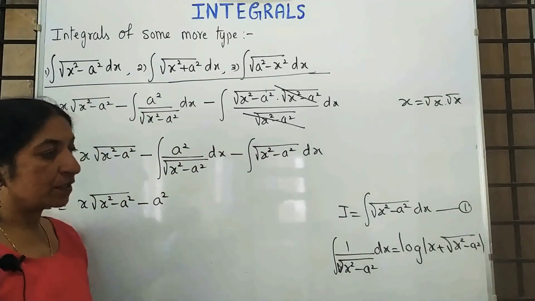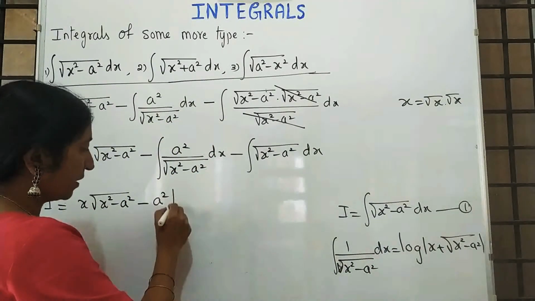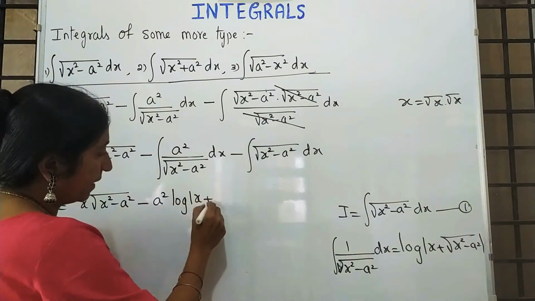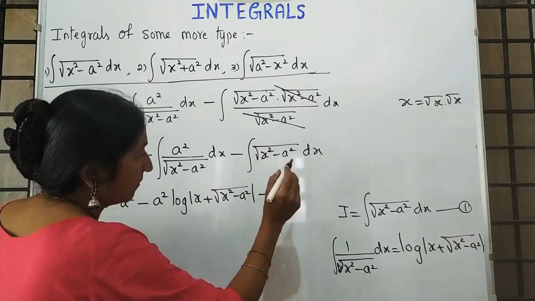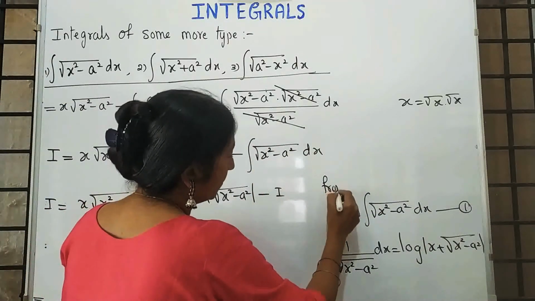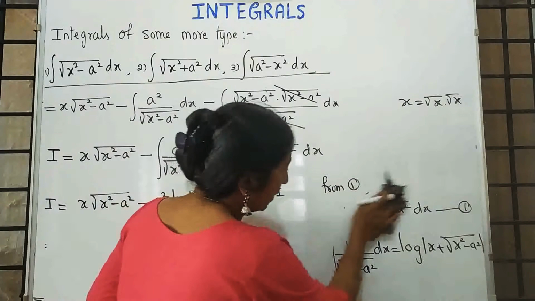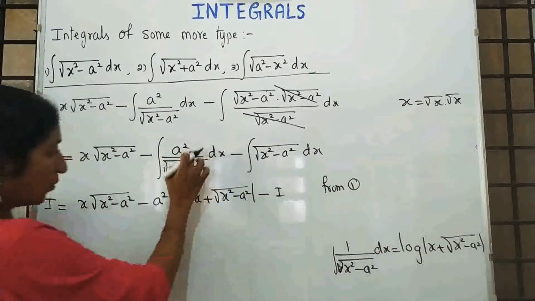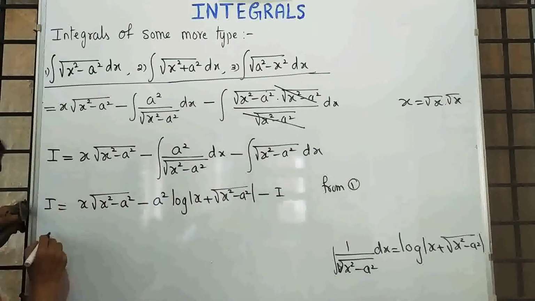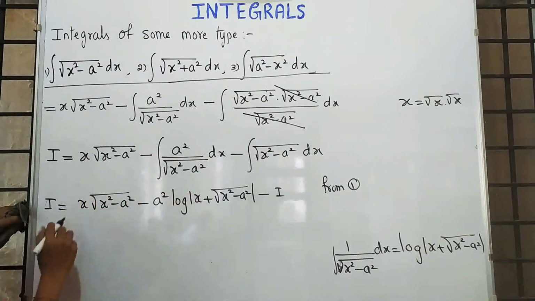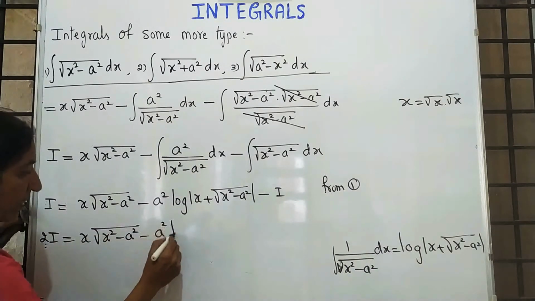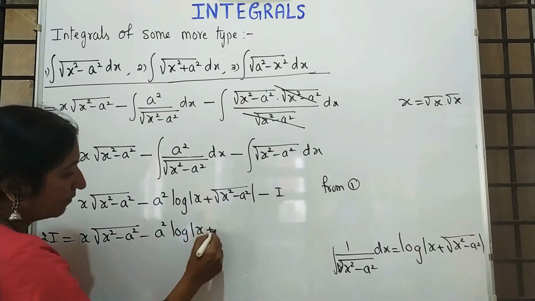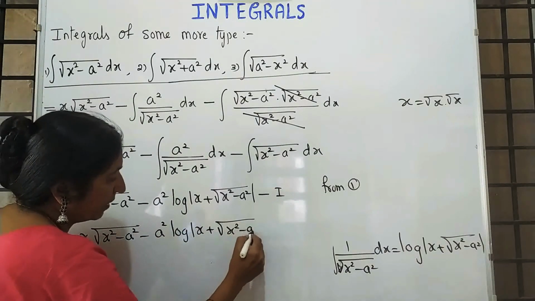Log of x plus root of x square minus a square, minus this I from equation 1. Already starting we wrote that, and here I wrote the formula. Take minus I on the left side. Already I is there. I plus I is 2I is equal to x into root of x square minus a square minus a square into log of x plus root of x square minus a square.